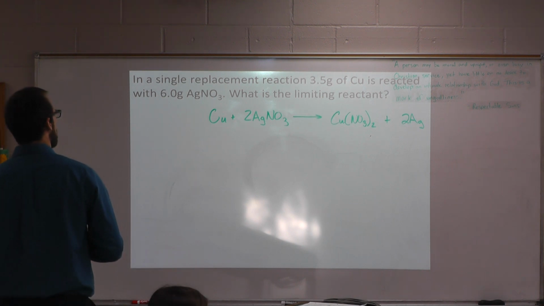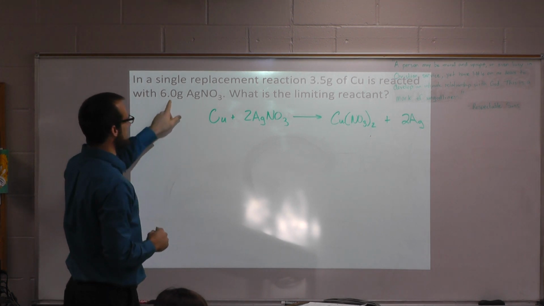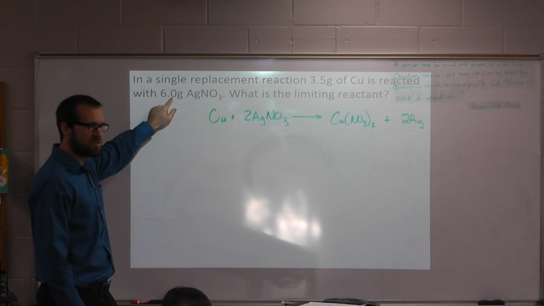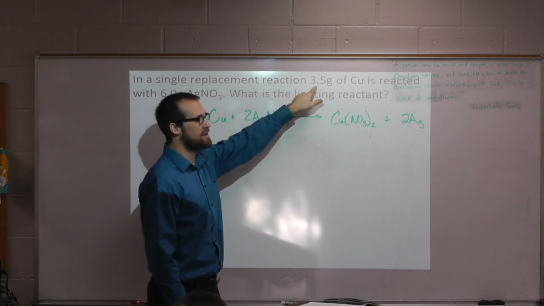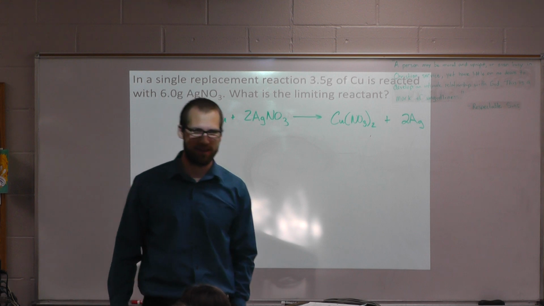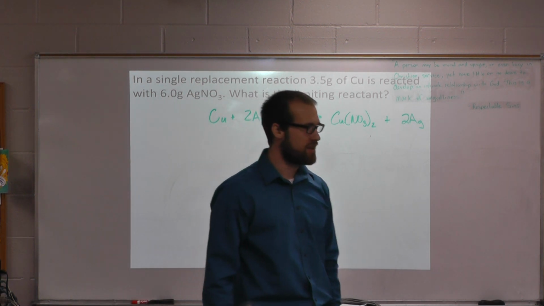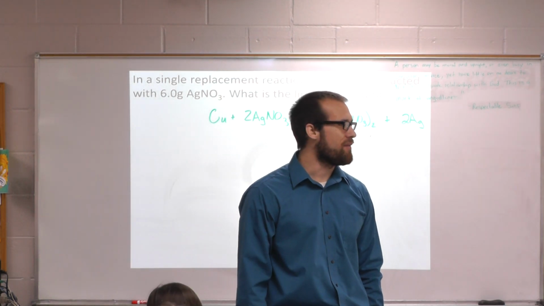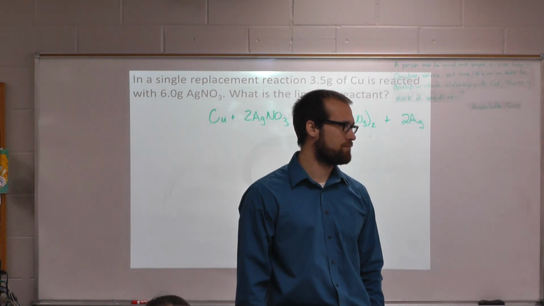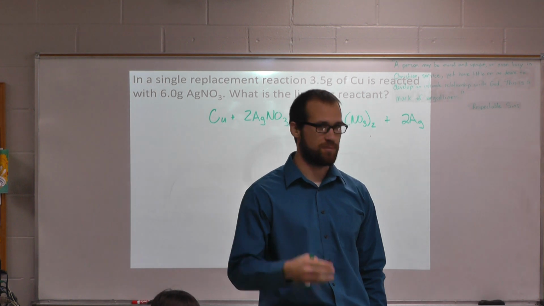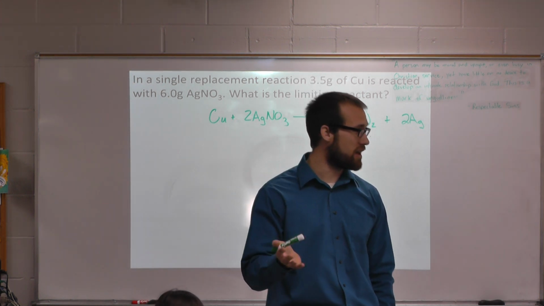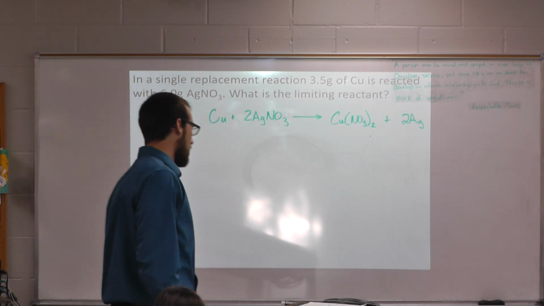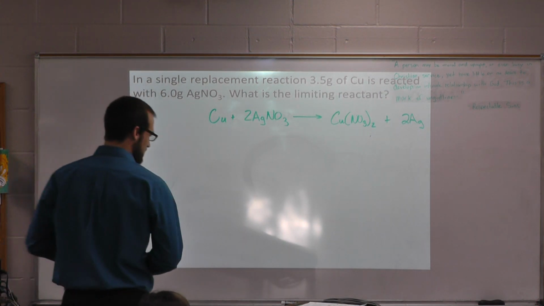Now, you're not going to know just by looking at these numbers. You might be tempted to think, oh, this is going to be my excess and this is going to be my limiting. Why would one be tempted to think that? Because it's smaller. Yeah. But, as you might see, it could be the opposite, because there's bigger compounds that you have to deal with. Some compounds are bigger than others, and so they have more mass, and so you got to be careful. So here's what we do. Here's the easier way to do this.